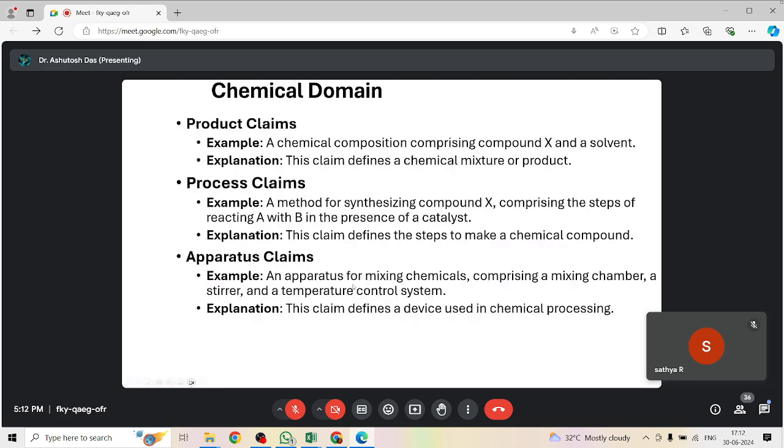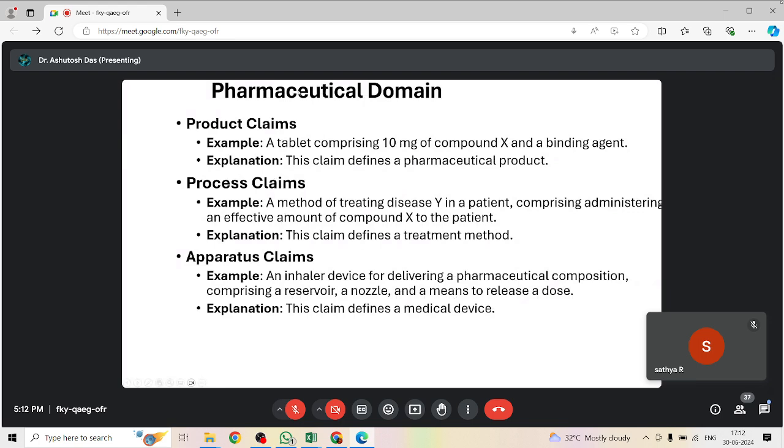Apparatus claim: an apparatus for mixing chemicals, comprising a mixing chamber, a stirrer, and a temperature control system. So the different components of a product are combined together as an apparatus. Different claims can be drafted accordingly. Chemical processing. Now, pharmaceutical domain: a tablet comprising 10 mg of compound X and a binding agent.